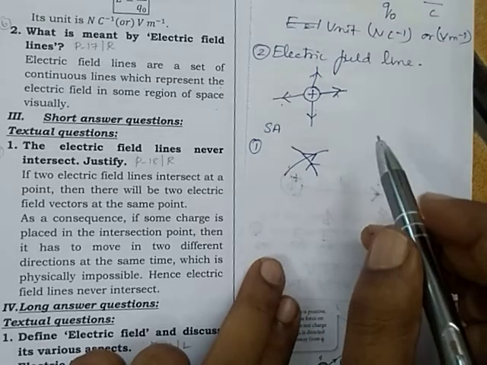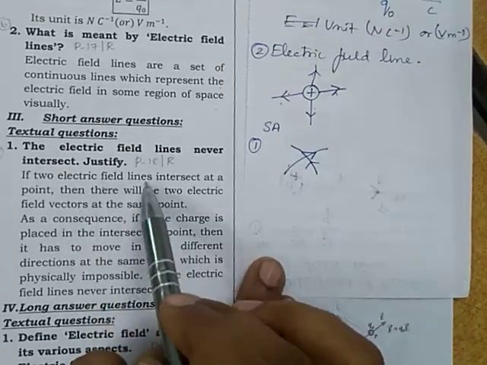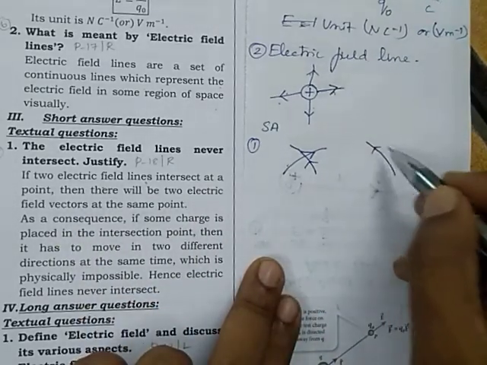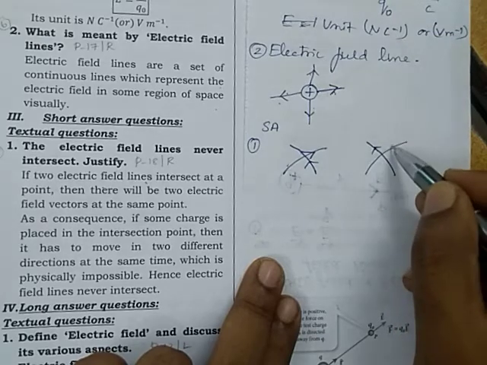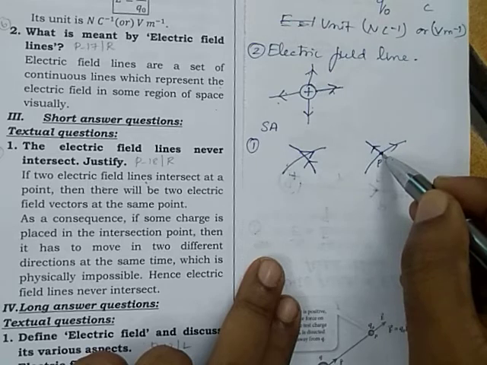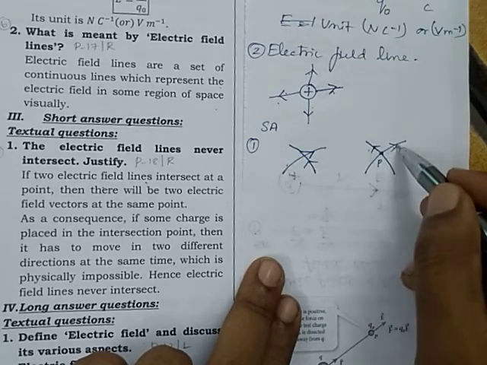See, if two electric field lines intersect at a point, intersect at a point P, at that point there will be two different vectors at the same point.